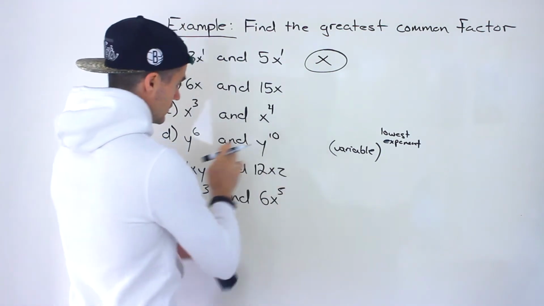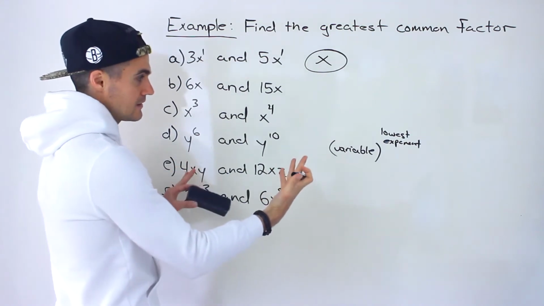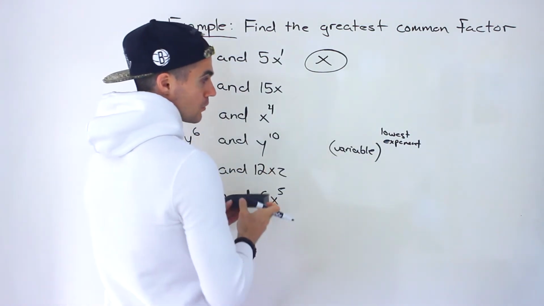So it's always going to be, first off, the variable has to be in all the expressions, and then it's going to be the variable to the lowest exponent.